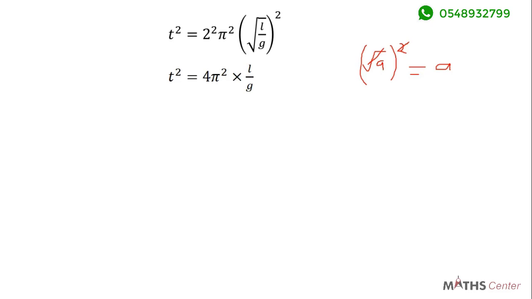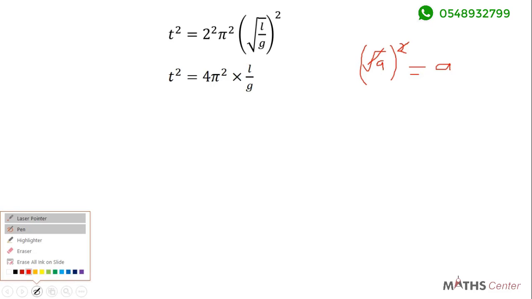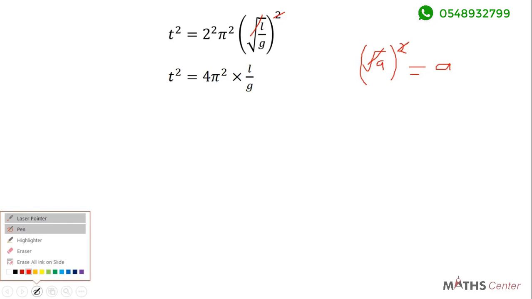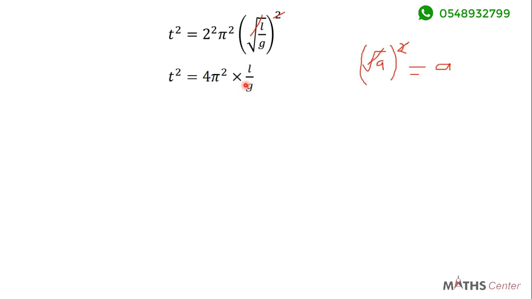So if you have square root of L over G and you square it, the square is going to cancel the square root sign. So here, this squared raised to the power 2 will cancel the square root sign so that we have L over G. Now this L over G is multiplying what we have here. So we are going to have 4 pi squared times L over G. So whenever there is a number or a term under the square root sign and you squared it, the square root sign will be cleared. So the square will cancel the square root sign. So we now have L over G.